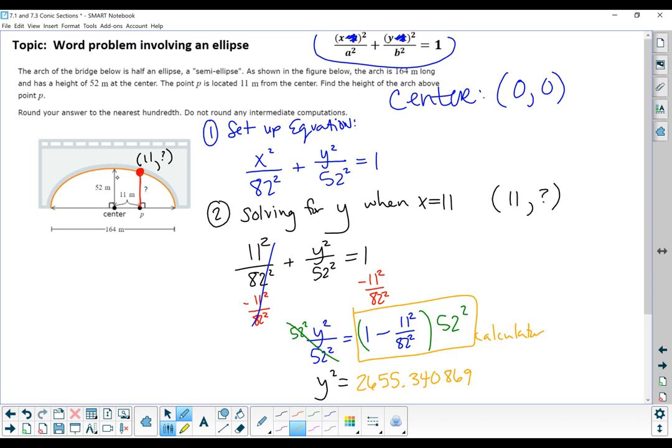It's asking us for the height. It definitely can't be more than 52. This is y squared, so do not forget your last step is to take the square root. And so we get y is equal to 51 point, and it asked me to round to the nearest hundredth, so 51.53 meters. And that really makes sense on my diagram. It's not too much lower than the height at the center.